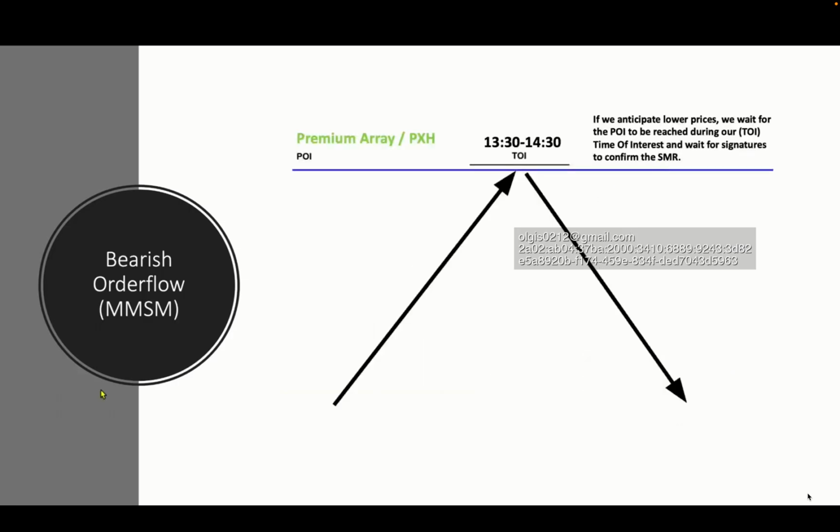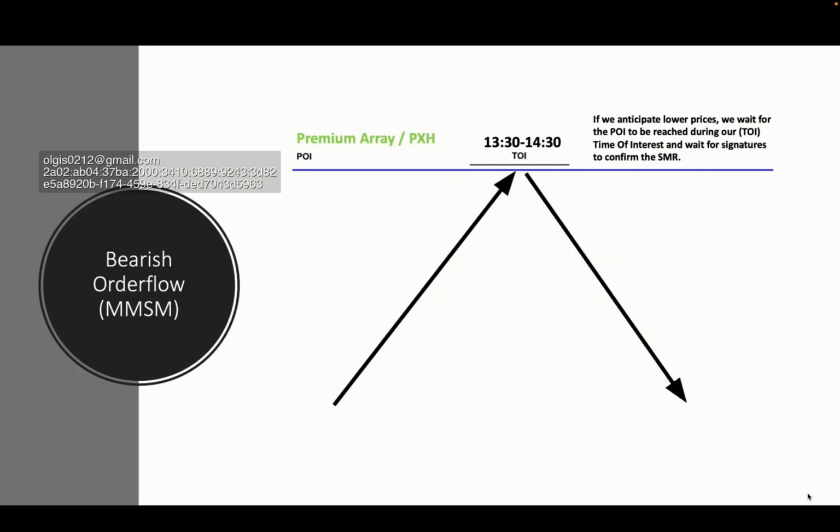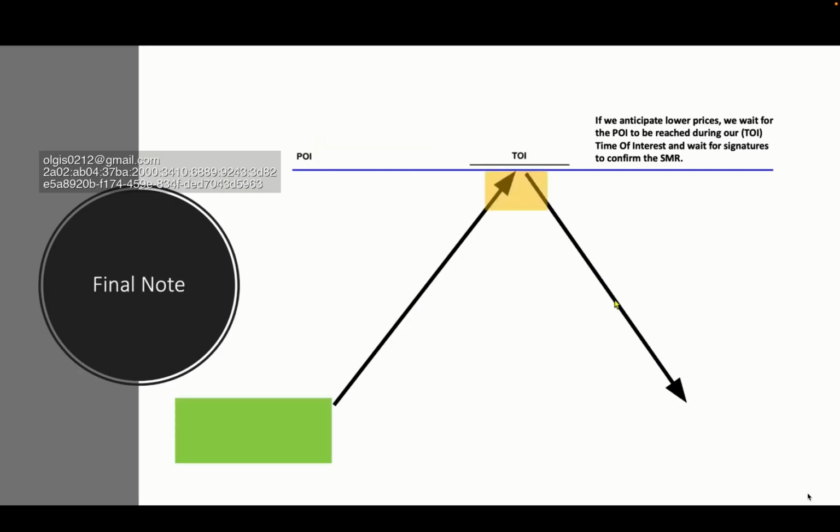And this is what it looks like for bearish order flow. This is our market maker sell model where we want to see buy side delivery get delivered into our point of interest, into our premium array or previous XH during 1:30 to 2:30 p.m. We want to see signs of a smart money reversal occur from here and see sell side delivery be delivered afterwards. And here's my final note for you.